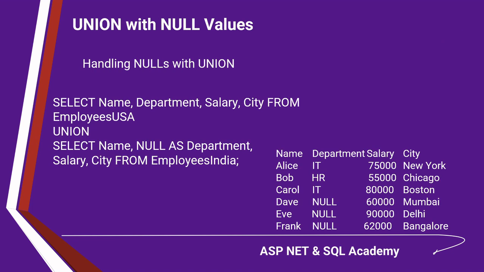Here, we intentionally set department as null in the second query. Union still works as long as the number of columns and data types match. Nulls are considered during duplicate elimination.